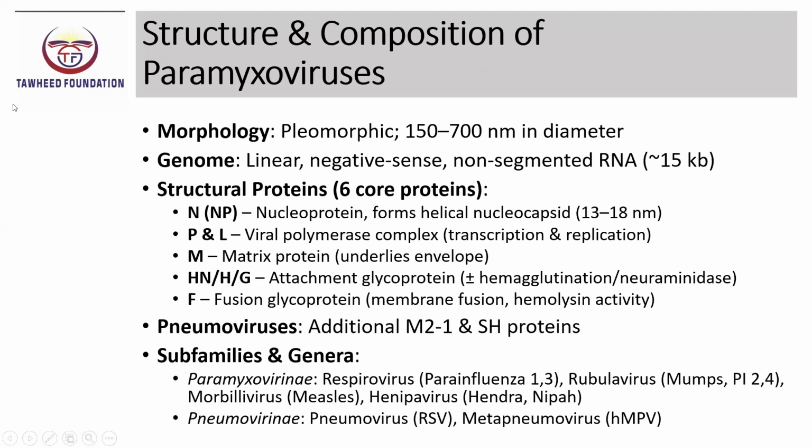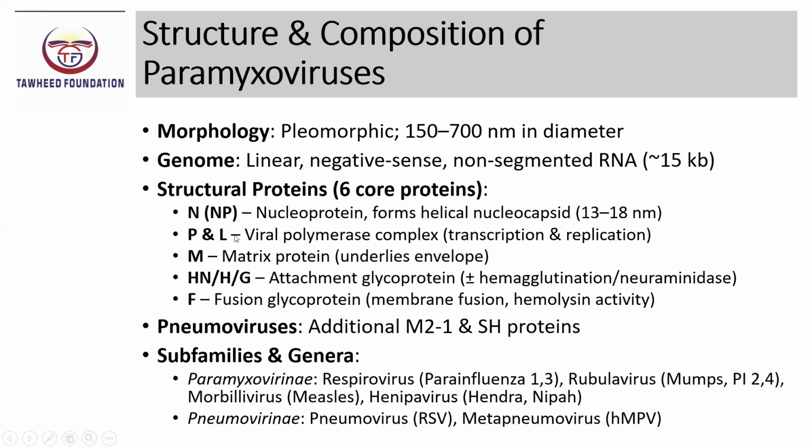Structure and composition. The morphology of this virus is pleomorphic, with particles around 150 nanometer in diameter, occasionally ranging up to 700 nanometer. The envelope of this virus seems to be fragile, making virus particles labile to storage conditions and prone to distortions in electron micrographs. The viral genome is linear, negative sense, non-segmented RNA about 15 kb in size.